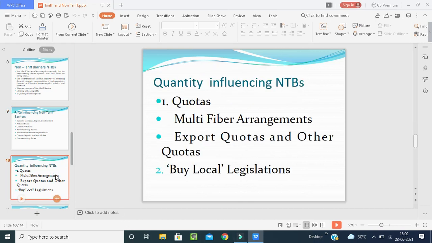Next, quantity influencing non-tariff barriers like quotas are there. So quotas, we have already discussed. Quotas are the restrictions made on the import of goods or products. Now, multi-fiber arrangement, MFA. So what does it mean? It is one of the major examples of quota. The multi-fiber arrangement emerged in 1974. MFA is the quota on which our textiles and other things will be taking place in that.